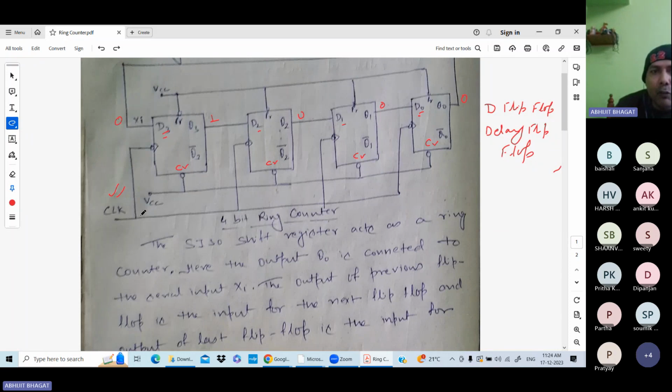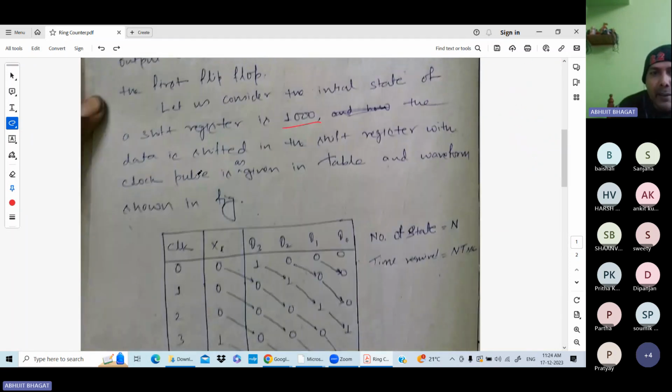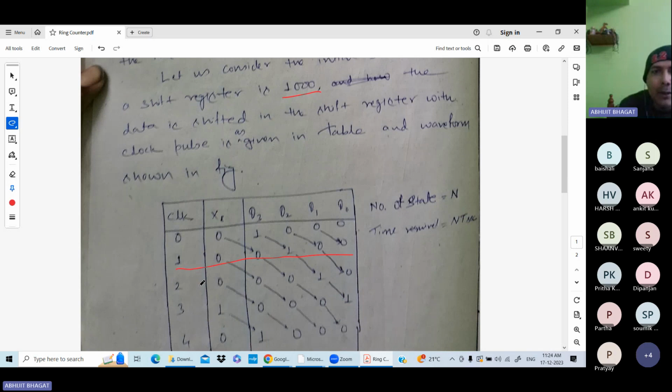Clear? So after the first clock pulse, this data is shifted. This 1 will be Q2, this 0 will be Q1, this 0 will be Q0. So after the first clock pulse, you are getting this value. Okay. And again, for the second clock pulse, this 0 will be the input to Xi. This is shifted to this one, this shifted to this one. For the second clock pulse, again this one is shifted to this one. So all bits are shifted by 1.